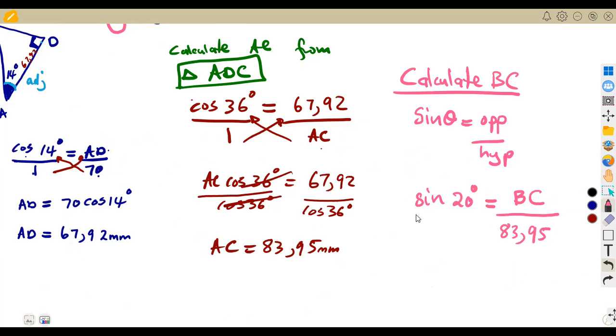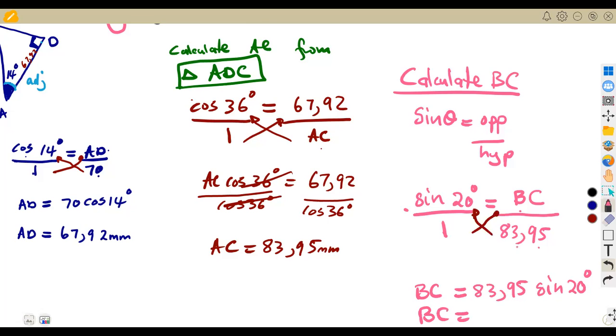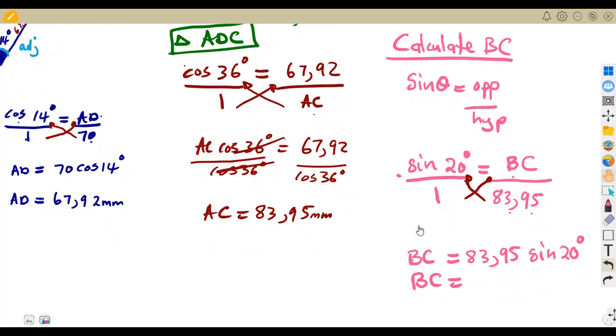So we can calculate BC because this is the same as over 1. All you need is to cross multiply. So that gives us BC: 1 times BC, that is BC is equal to 83.95 times the sine of 20 degrees. From there, you have the side BC. So this is how you play around with this information. You can just use all your ratios.